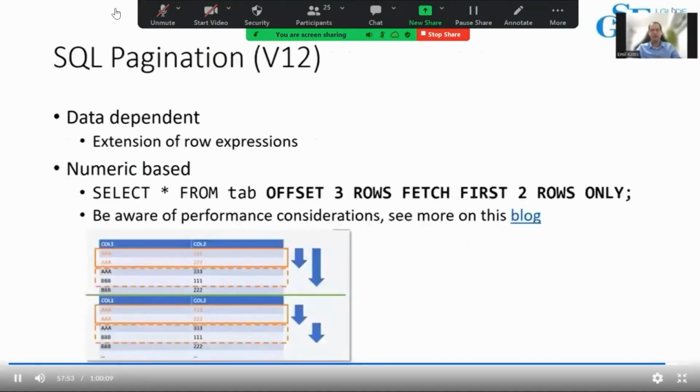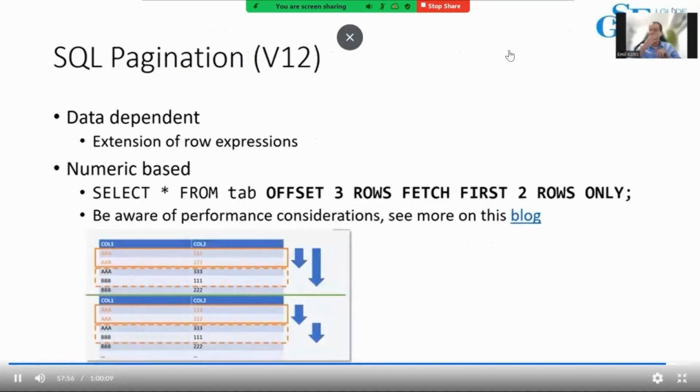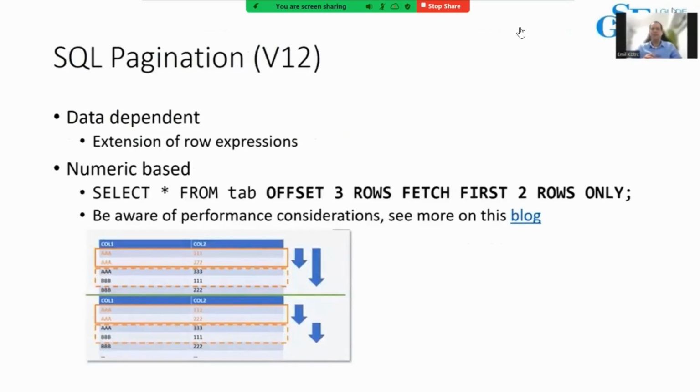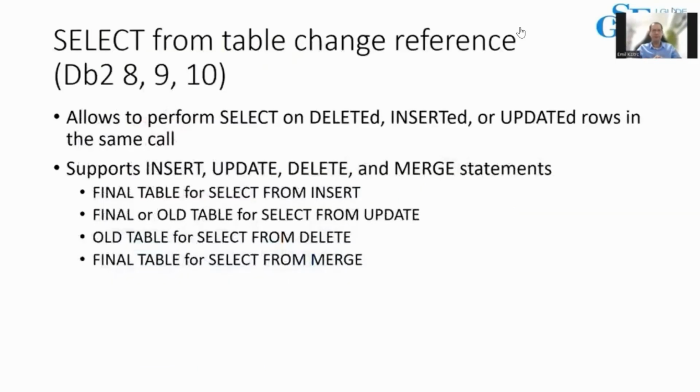I found it interesting. SQL pagination, I don't have time for that, but recently I had a presentation about SQL pagination, because there is always confusion about data dependent and numeric based pagination. The diagram at the bottom depicts my problem with numeric based, because numeric based means that you always read from the top. While if you have data dependent SQL pagination, you are optimizing the data access more. So anyway, if you are interested, I had a session, so maybe I can share the slides later, or maybe I can have another presentation about this.